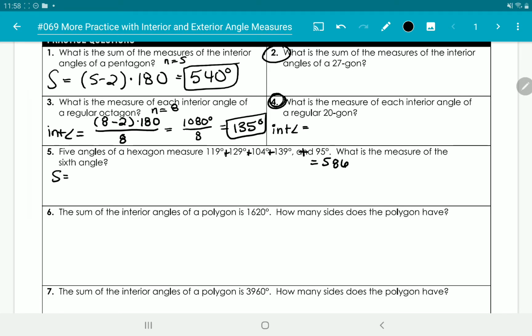So we'll use this n minus 2 times 180. It's a hexagon, so n is 6. So we'll do 6 minus 2 times 180.